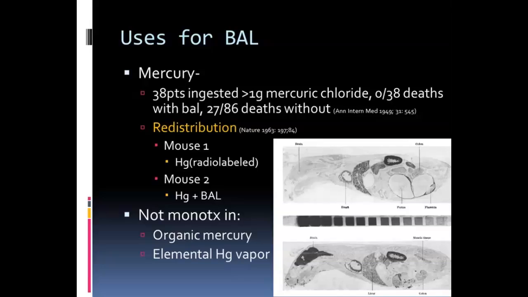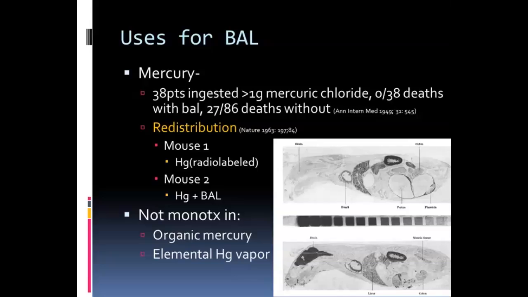One of the issues with mercury is that it does cause a significant amount of redistribution. So if you look at the bottom right, the figure, those are two mice that are sectioned.